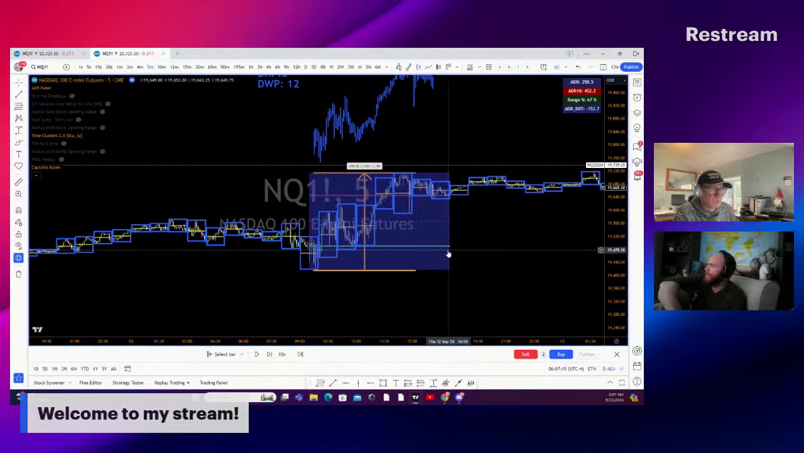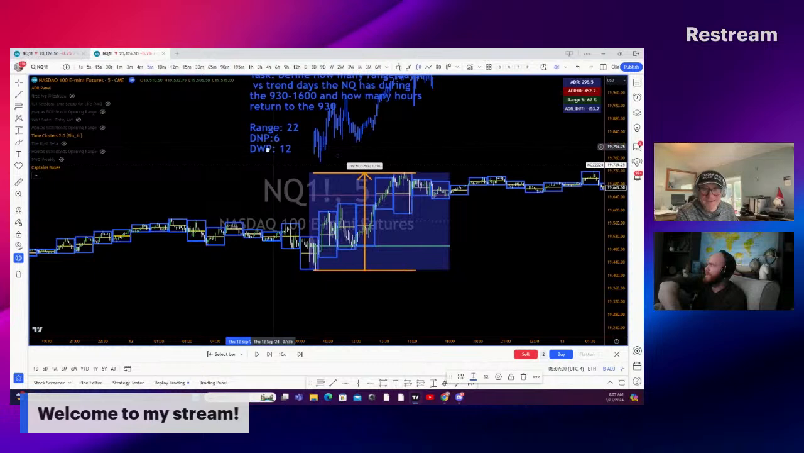Oh, now it wants to work. Now my green line is working. It must have been that day, it just glitched everything. All right, so 1, 2, 3, 4. 4 of the 8 touch the 930 price, right? And then we had this swing up with range down, right? So this is going to be a DWP.